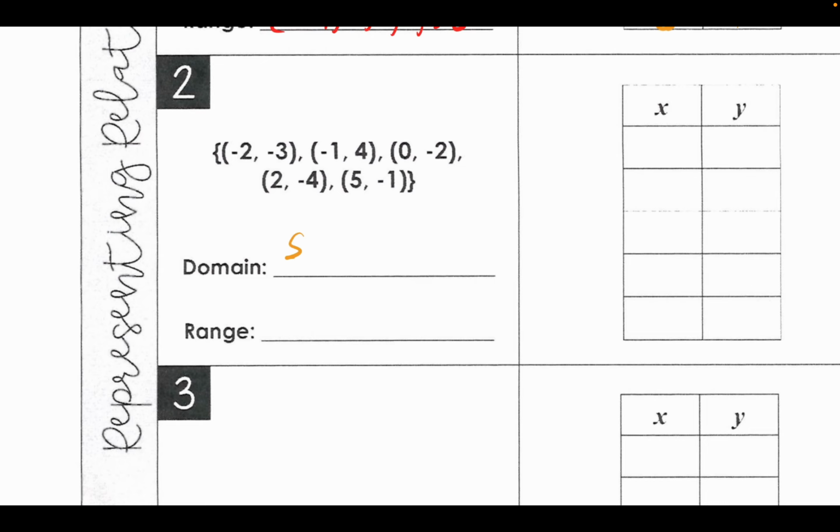So number 2 here, the domain here, once again, D: or domain: either one. Least to greatest for the x values. We're listing all 5 x values here because there's no repeating, so it's -2, -1, 0, 2, and 5. The range, the same thing, least to greatest, no repeating, but there are no repeats, so we don't have to worry about that here. And it's -4, -3, -2, -1, and 4.